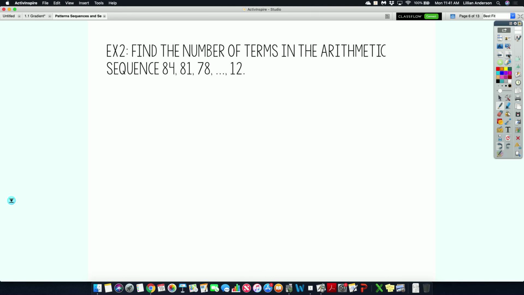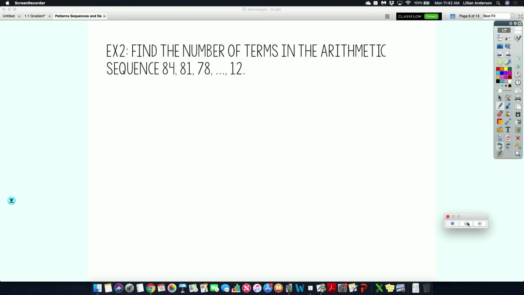Let's take a look at this one. Let's find the number of terms in the arithmetic sequence 84, 81, 78, dot, dot, dot, 12. I'm looking for my number of terms here, okay? All I know is that I have 84, 81, 78, and then dot, dot, dot in the middle, and then 12. That dot, dot, dot means I have a certain number of other terms within this.